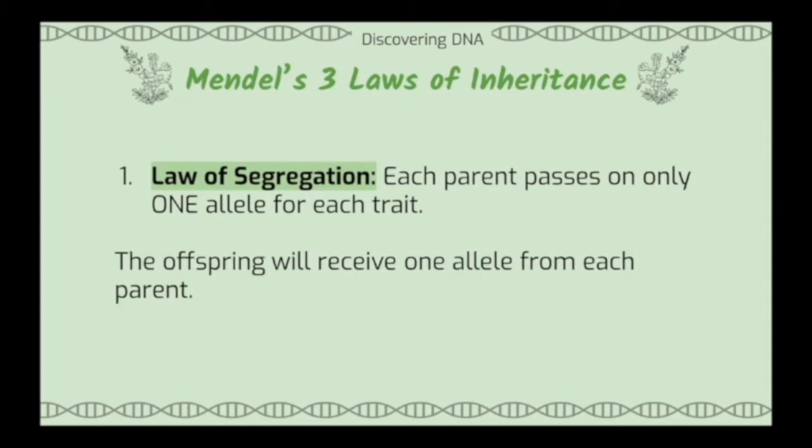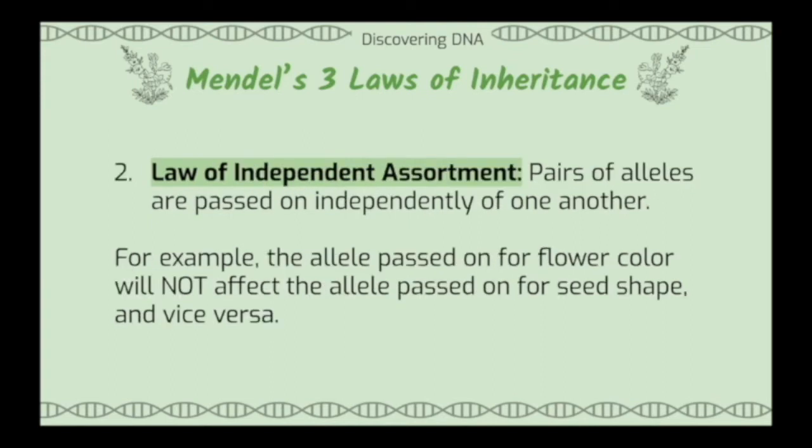The first law is the law of segregation, which states that for each trait, a parent will only pass on one of its 2 alleles. The second law is the law of independent assortment. This just means that the passing on of one trait does not affect the passing on of another trait. For example, if a parent passes on a purple flower color allele, this will not have any effect on whether or not that same parent passes on a round seed shape allele or a wrinkled seed shape allele.